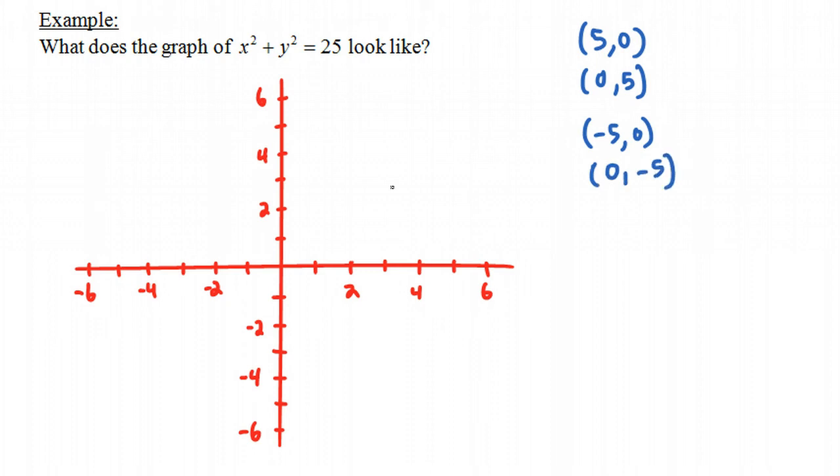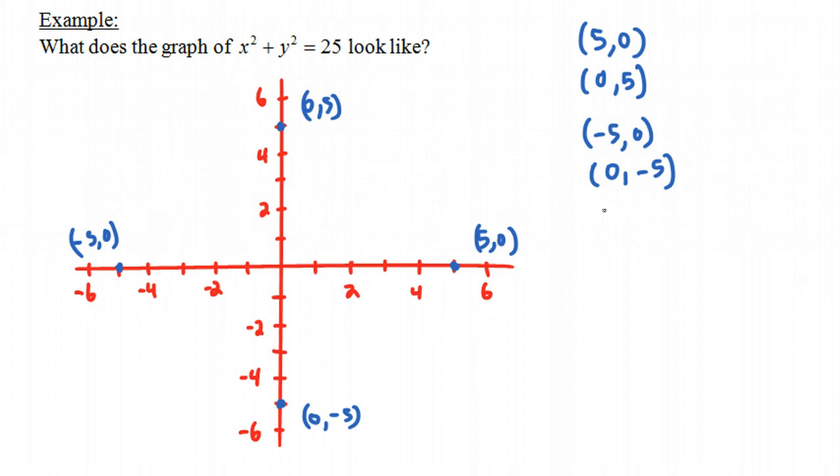Now notice we can plot these points. The point 5 comma 0 is right here. 0 comma 5 is along the y-axis. Negative 5 comma 0 would be over here. And 0 comma negative 5 is down there. Now what does the graph look like? Well, it's hard to say right now. Maybe the graph could be a diamond, for example, or maybe it could be a box, like a square, or maybe it could be a circle. In fact, that's really what the answer is. It turns out that it's a circle.